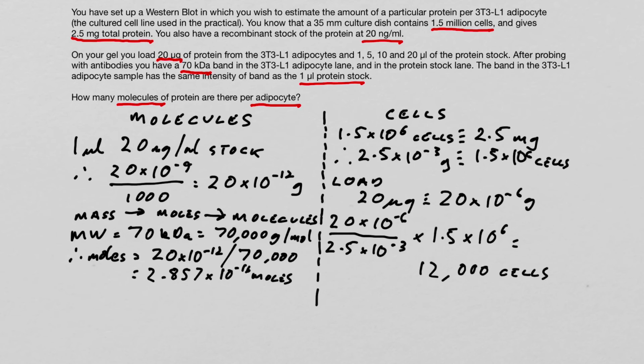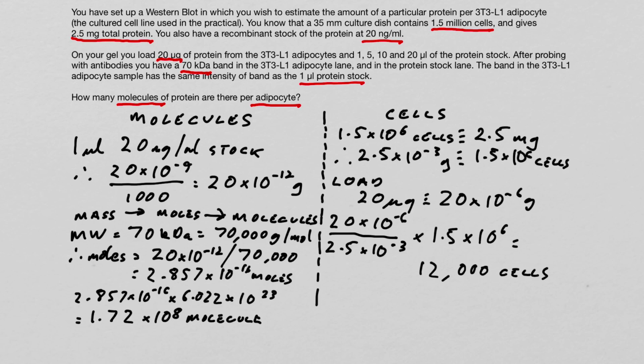So in that lane, the band contains 2.857 times 10 to the minus 16 moles of the protein. To convert this to molecules, we just multiply that by Avogadro's number, which is 6.022 times 10 to the power of 23, and this gives us an answer of 1.72 times 10 to the 8 molecules.